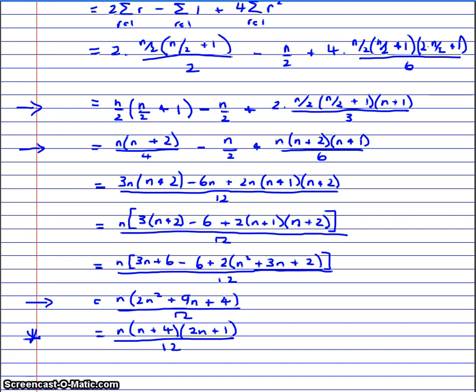Now, it's not necessarily required for you to always put it in factorised form. Have a look at what the question's asking. If it's not specifying, you could quite happily leave it in fully expanded form. Okay, so you could have it as 2n cubed plus 9n squared plus 4n all over 12. Okay, so that's the same. You could have it like that as well.